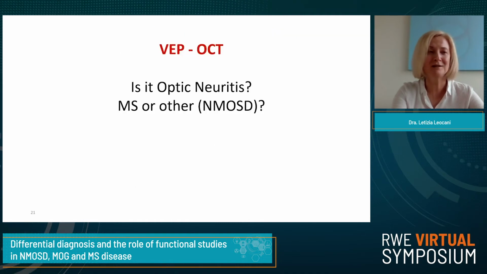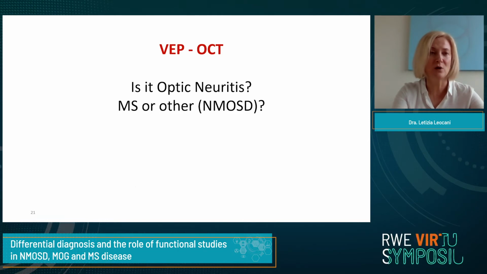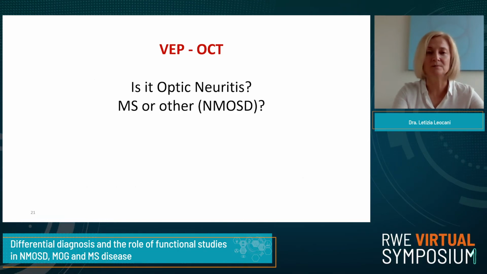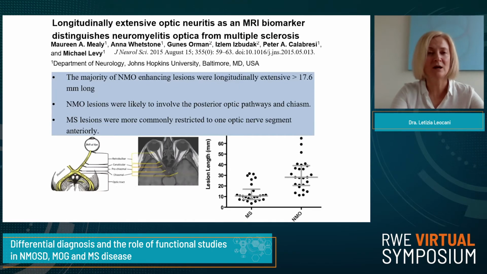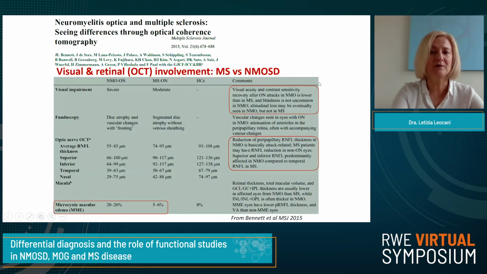But there are more difficult questions to answer. At the time, for example, of a first optic neuritis, we might ask ourselves whether it is optic neuritis or other condition, for example, NMOSD or anti-MOG antibody syndrome. And so in the case of the difference between MS and NMO antibody syndromes, for example, we know quite well now that lesions tend to be longer in NMOSD. There are also other differences if we consider OCT.